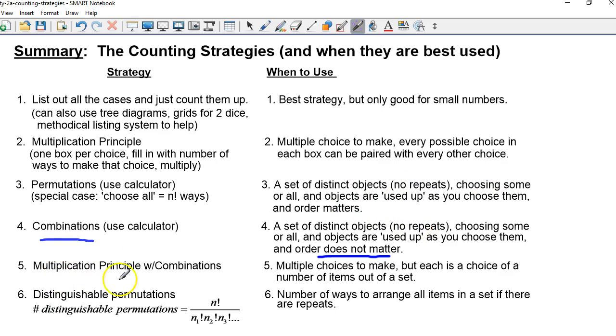We can use the multiplication principle with combinations when you have multiple choices to make, but each is a choice out of a number of items out of a set, like choosing boys out of boys or girls out of girls, that kind of thing. And then the last one is distinguishable permutations. We have the special formula. That's just when we want to find the number of ways to rearrange all the items in a set if there are repeats. So that's a summary of all the counting strategies that we have, and we'll move on to the 2B lesson, and we'll see how we can use these strategies to find probability of equally likely scenarios.